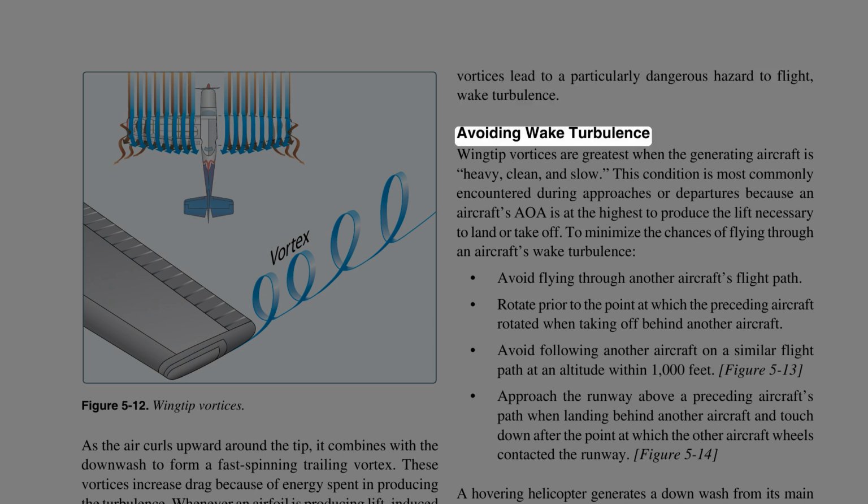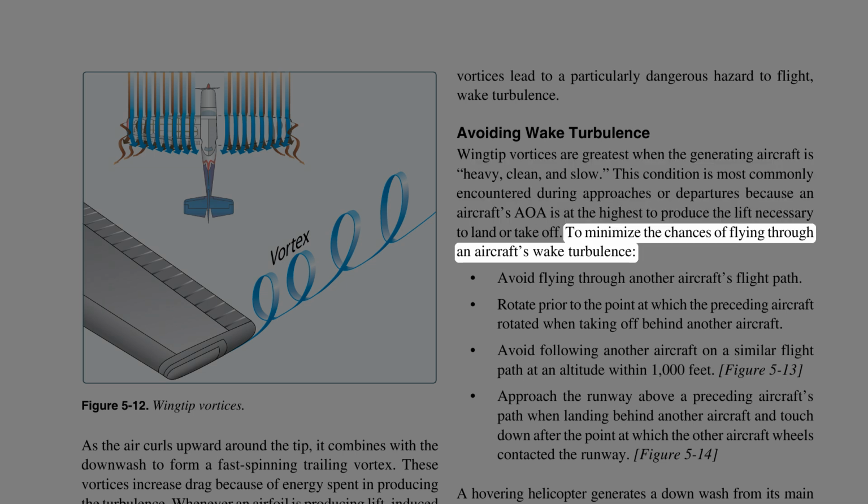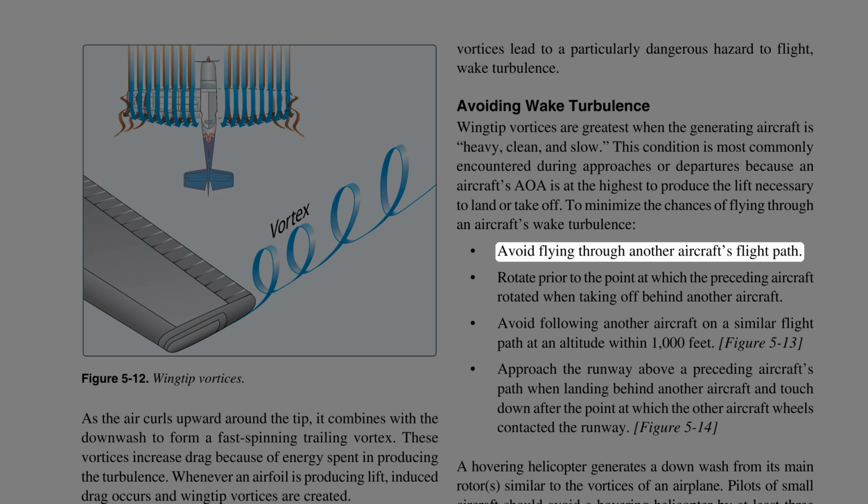Avoiding wake turbulence. Wingtip vortices are greatest when the generating aircraft is heavy, clean, and slow. This condition is most commonly encountered during approaches or departures because an aircraft's AOA is at the highest to produce the lift necessary to land or take off. To minimize the chances of flying through an aircraft's wake turbulence, avoid flying through another aircraft's flight path.